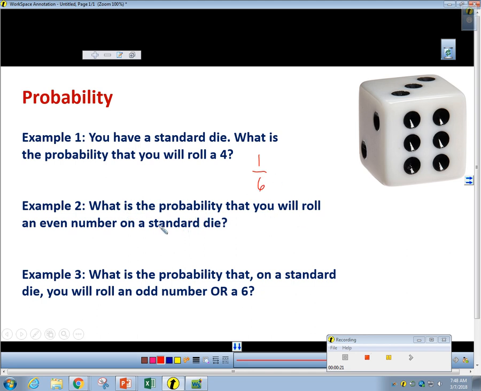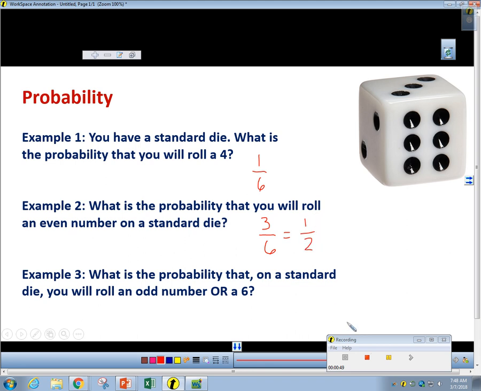What is the probability you will roll an even number? Well, on a standard die, there's 6 numbers, and the even numbers are 2, 4, which we can't see on this picture, and 6. So there's 3 even numbers. We have a total of 6 possibilities, so it's 3 out of 6. We can simplify this. We can divide both numbers by 3, and it becomes 1 in 2. So we have a 1 in 2 chance of getting an even number.